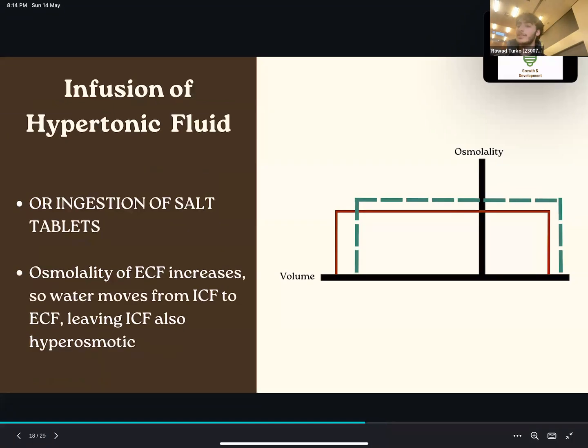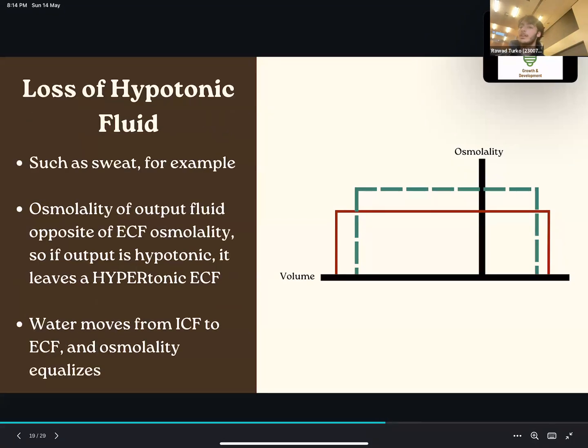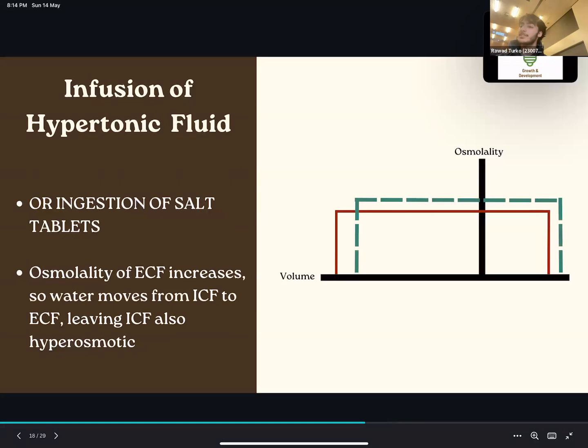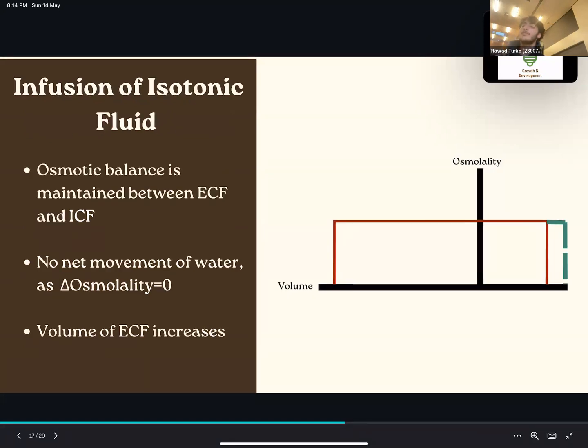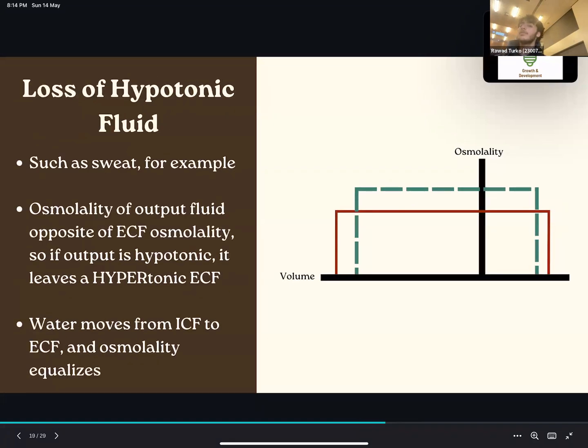So this case is actually very, very similar to this case. So infusion of hypertonic fluid is very close to the loss of hypotonic fluid. The only difference, as you can see, is in the volume of the extracellular fluid. So when we have an infusion of hypertonic fluid, we see an increase in the volume of the extracellular fluid. But when we have a loss of hypotonic fluid, we see a decrease in the extracellular fluid volume.